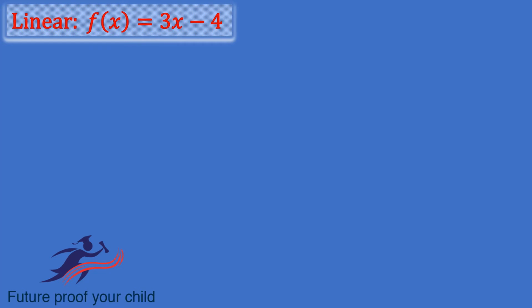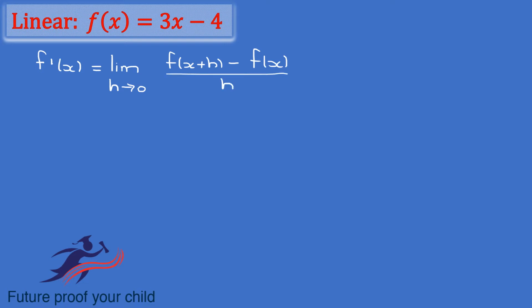Then we ask you to find the gradient or the derivative of a linear function. As you can see, 3x minus 4. So we start with the derivative or the gradient equals the limit as h approaches 0 of f of x plus h minus f of x over h. So the derivative equals the limit as h approaches 0. Now f of x plus h means that you replace your x's with x plus h. So you start by writing 3 bracket x plus h, and don't forget about your negative 4.